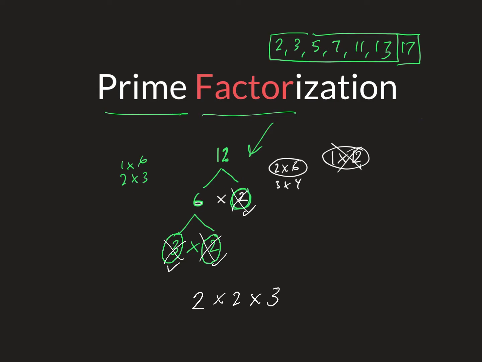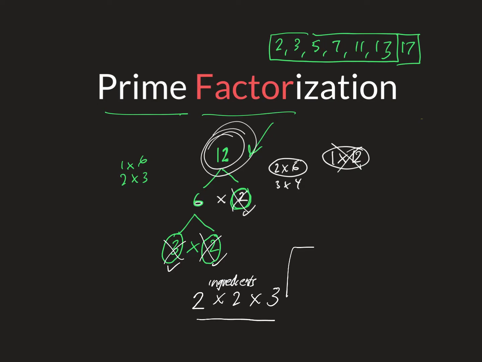Now watch this. When I multiply these numbers, and they're prime numbers, by the way, they should equal 12. Let's find out. 2 times 2 is 4. And then 4 times 3 is 12. So that is true. This is the prime factorization for the number 12. Think of it as the ingredients. And when you're done, you have your food that you made, which is the 12.